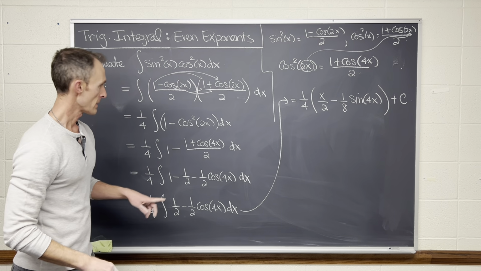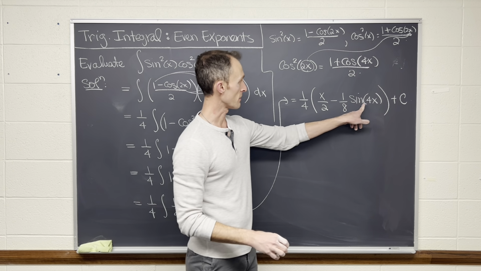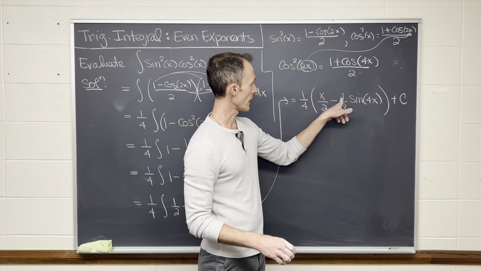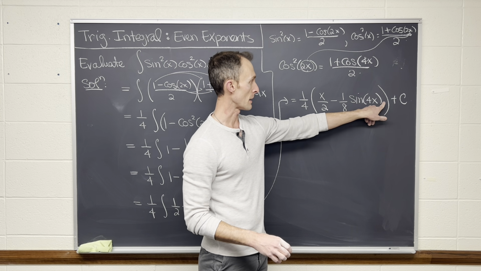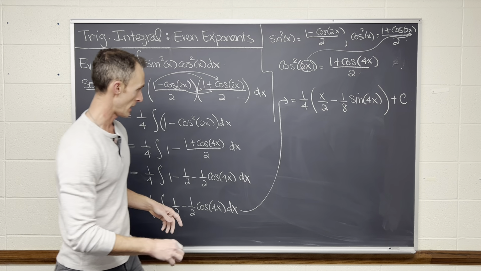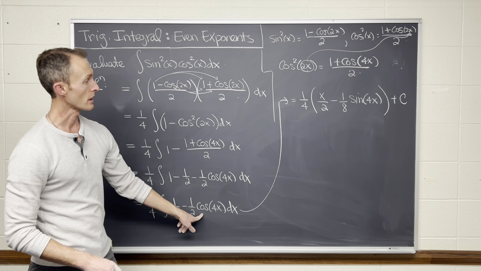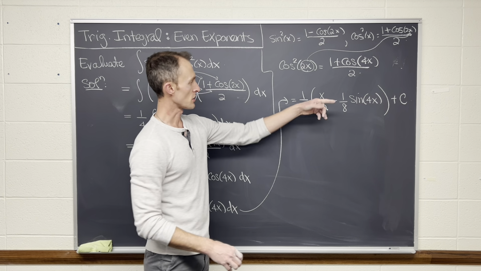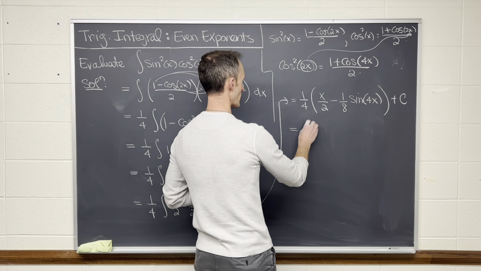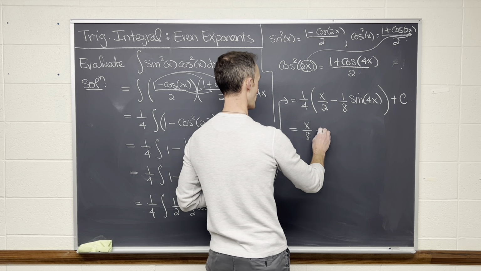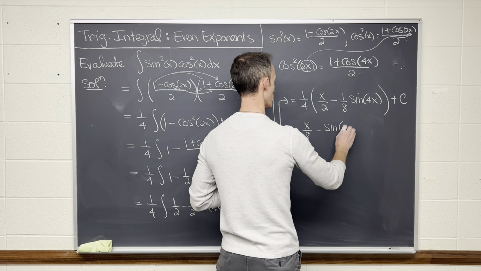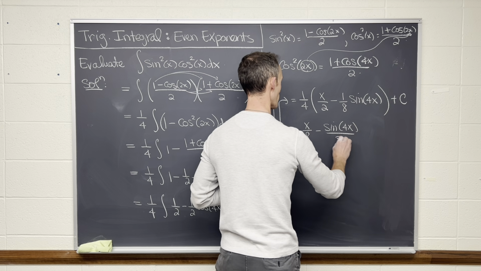All right. Now, as a sanity check, I should just say, if I take the derivative of this, what do I get? Well, I'm going to get negative 1/8 cosine of 4x times 4. The 4 over 8 is 1/2. I get negative 1/2 cosine 4x. Bingo, I got the right answer. And the last thing to do is just to distribute the 1/4. So I get x over 8 minus, let's write it as sine of 4x over 32.